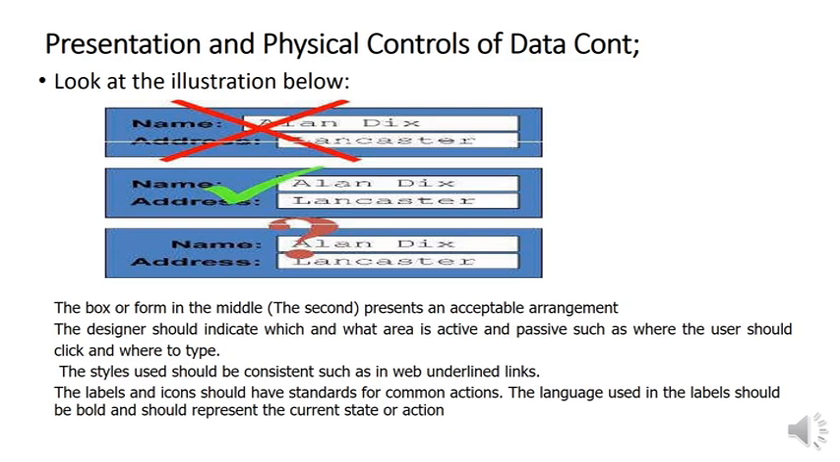The designer should indicate which area is active and which is passive, such as where the user should click and where to type. The styles used should be consistent, such as underlined links on the web. The label and icon should have a standard for common actions. The language used in the label should be bold and should represent the current state and action.